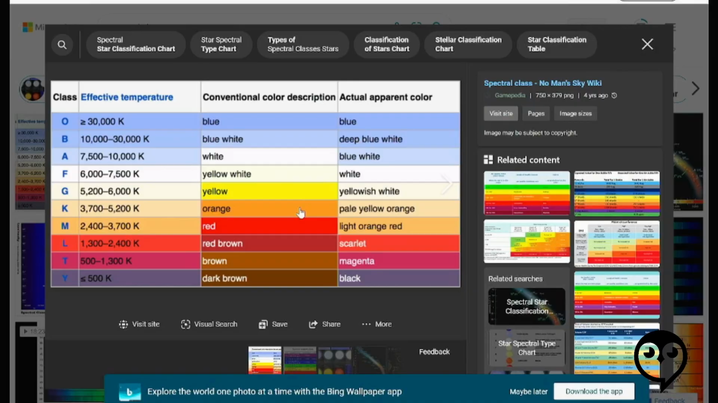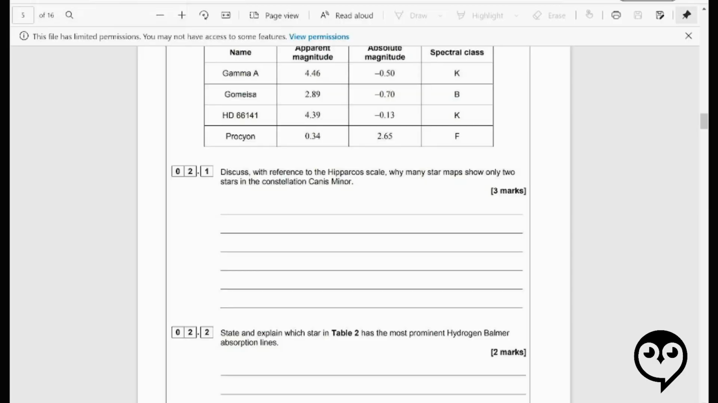Right, just in case you need a little refresher, here we've got the spectral class of the stars, and kind of what their colors are. And you can see here too their effective temperature. So the B classification are quite hot, and those will probably be the only star that's going to allow for absorption lines for the Balmer series.